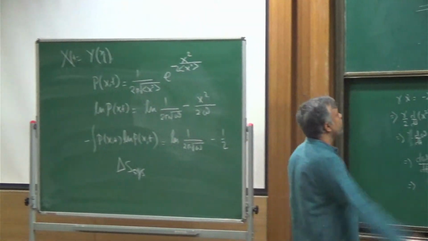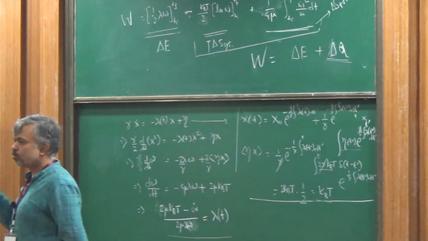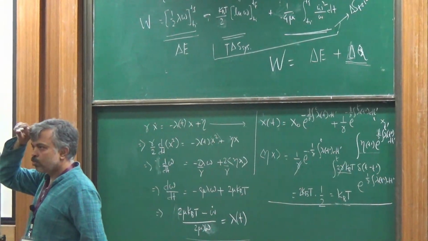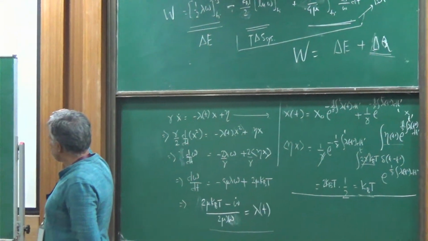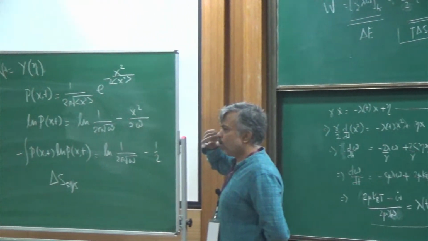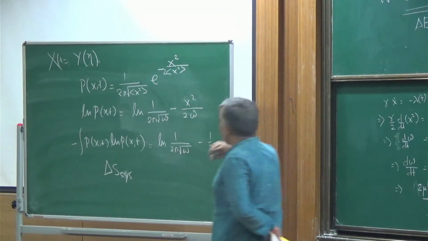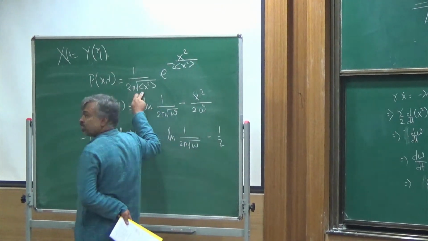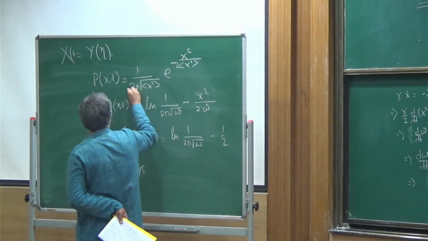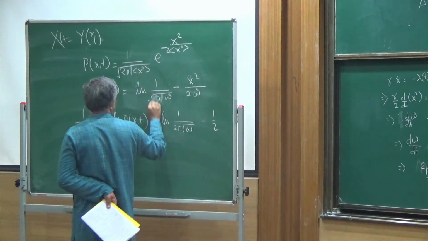Sir, isn't it 1 by root 2 pi by x square average? The x square average is omega. No, 1 by root 2 pi. Maybe the 2 pi would go inside. So this goes inside. This will not matter because it will cancel out anyway. But of course, one has to be correct.